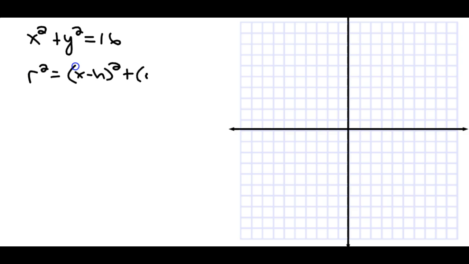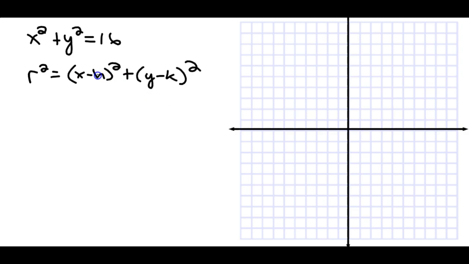And so the next one we'll look at is number 78. It's x squared plus y squared equals 16. And they want you to identify the center and the radius and sketch it. So x squared plus y squared equals 16. Well, going back to that original equation, r squared is equal to x minus h squared plus y minus k squared.